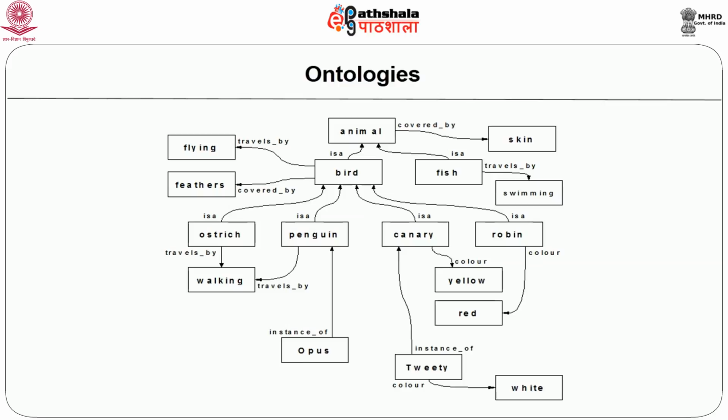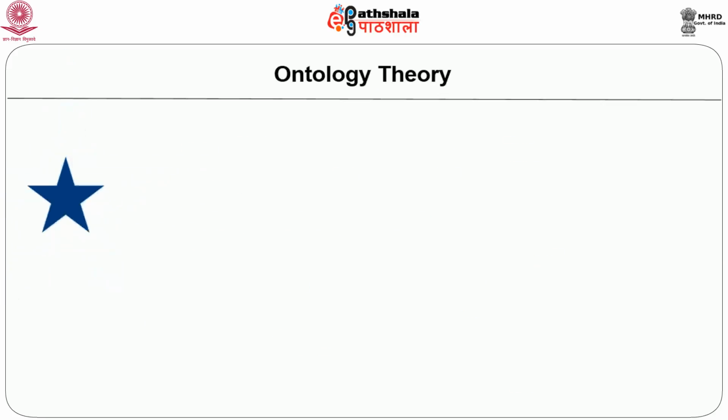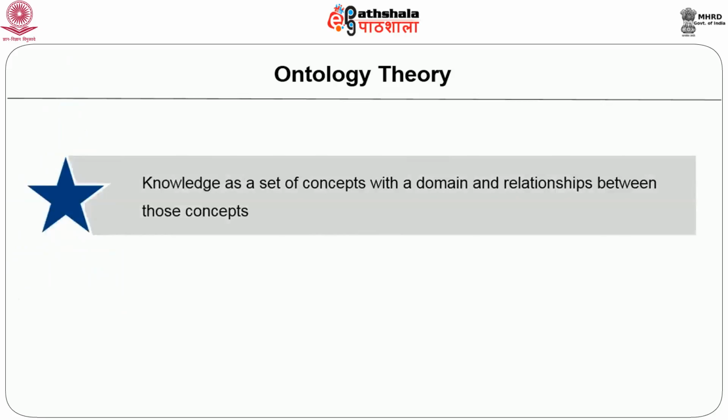Or then there is another instance of penguin. One is a penguin generally walks, travels by walking. So all this defines in a various way. For that we generally create this kind of ontological forms. Now ontology theory, the semantic web actually is required for knowledge representation.